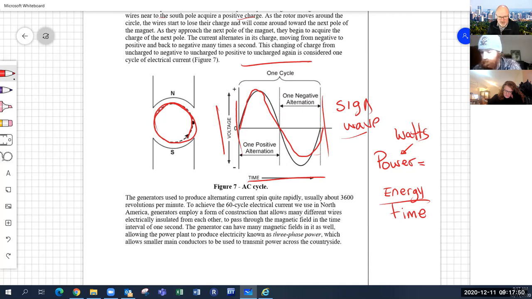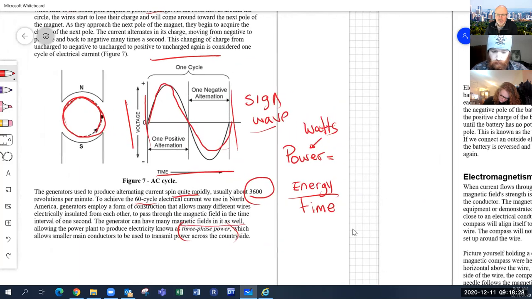Now, these generators used to produce alternating current spin quite rapidly, usually about 3,600 revolutions per minute. And that achieves that 60 cycle electrical current that we use. Generators have many magnetic fields in it as well, allowing that power plant to produce what we know as three phase power. And that gives us the ability to produce big power and put it down all those long, long wires, right, that we have all across the country.